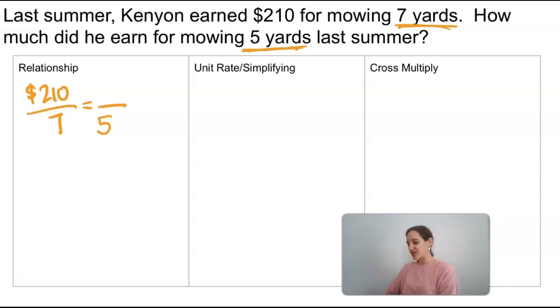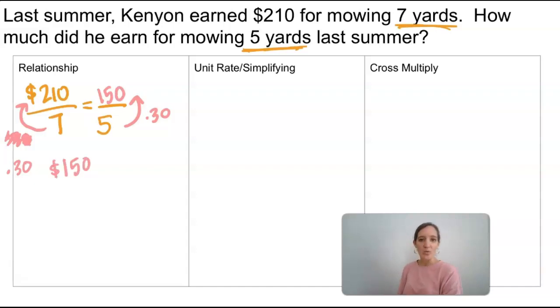And a relationship here, I can see that 7 will go into 210 30 times, right? Because if I just did 7 times 3, that'd be 21. Add a 0, and that would be 210. So I'm going to times them both by 30. 5 times 30 is 150. So by doing it this way, I found out that Kenyon will earn $150.